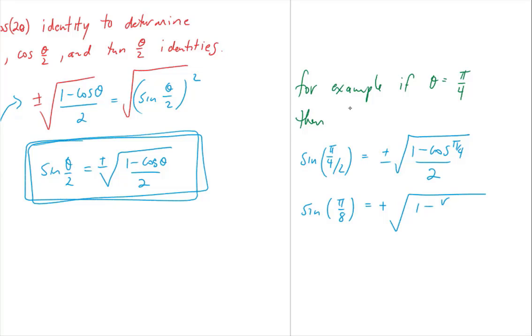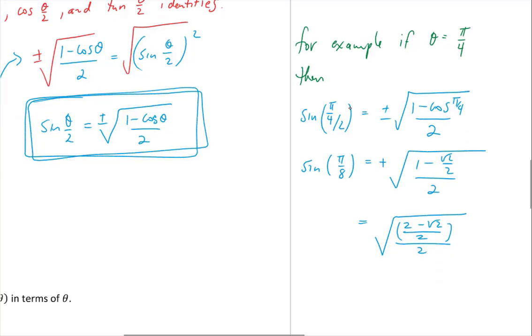1 minus root 2 over 2 is the cosine of pi over 4, divided by 2. If we find a common denominator, we get 2 minus root 2 over 2, again, all divided by 2. And finally, if we flip and multiply, or if we divide by 2, we get 2 minus root 2 all over 4 is equal to sine of pi over 8. That would be the exact value.